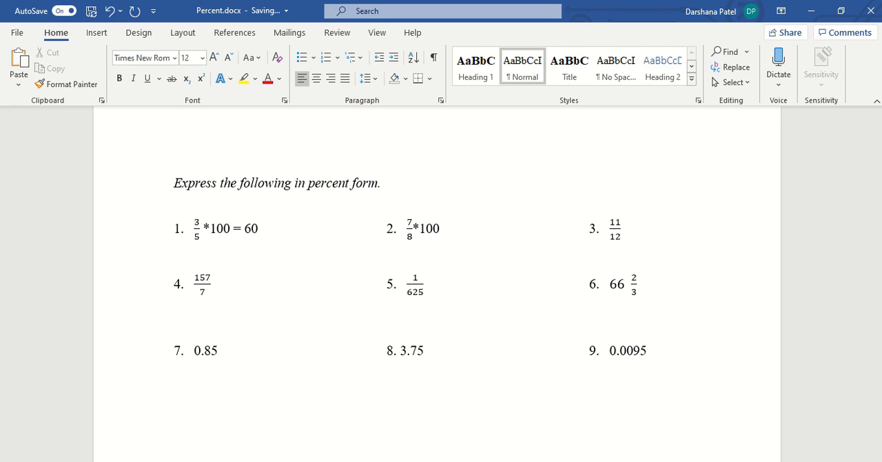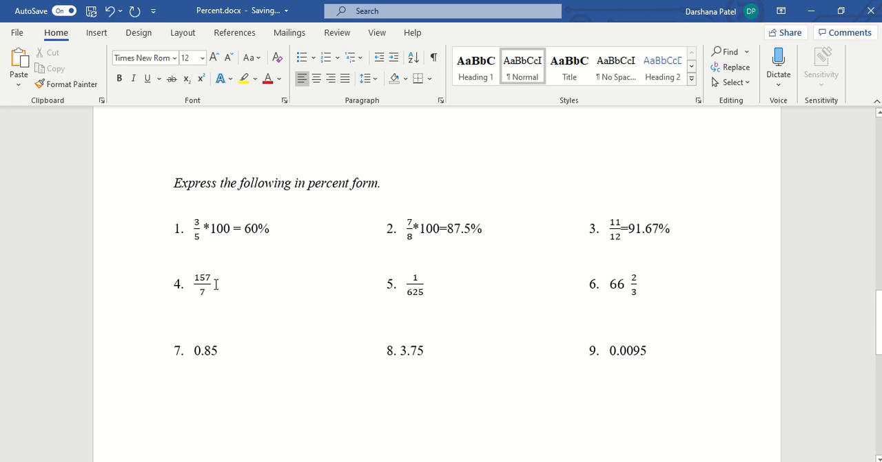We have 7 over 8 times 100, which will end up giving us 87.5. Okay, because 100 and 8 reduce and then multiply by 7, we get that. Similarly, 11 divided by 12 times 100 will give us 91.66666. So we can say roughly 91.67. And then all of them we are converting into percent, so make sure we don't forget to put the percent sign. So it's 60%, 87.5%, and then we have 91.67%.